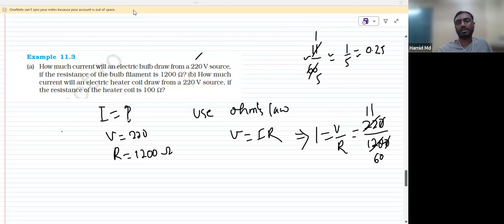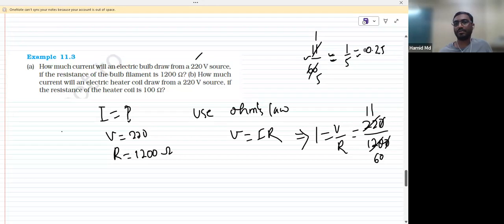Madiha, how did you solve it? So you got 0.25. Yeah, of course. I did a bit of approximation. 11 fives are 55, so it was 60, so I just rounded off. Okay.